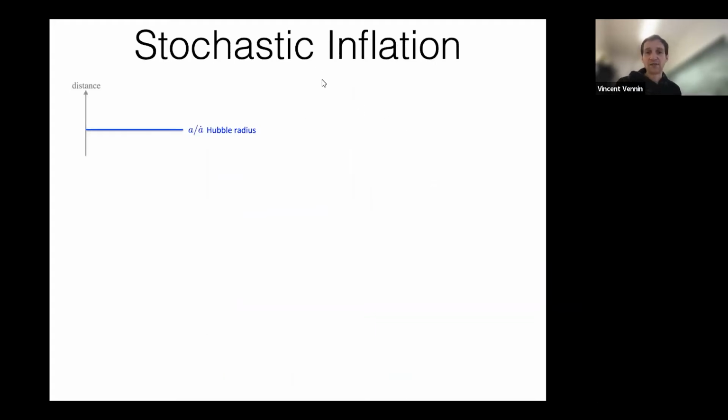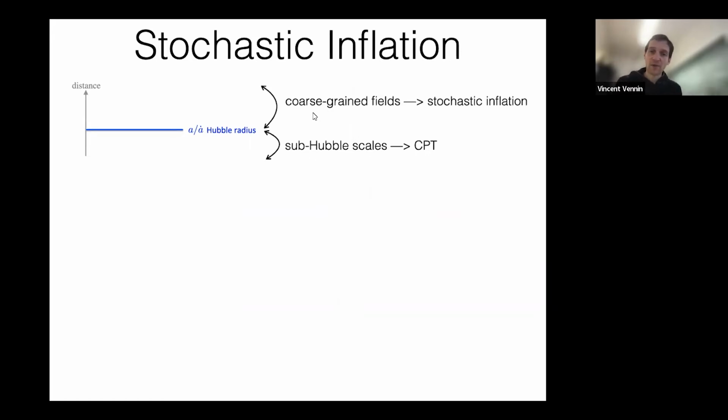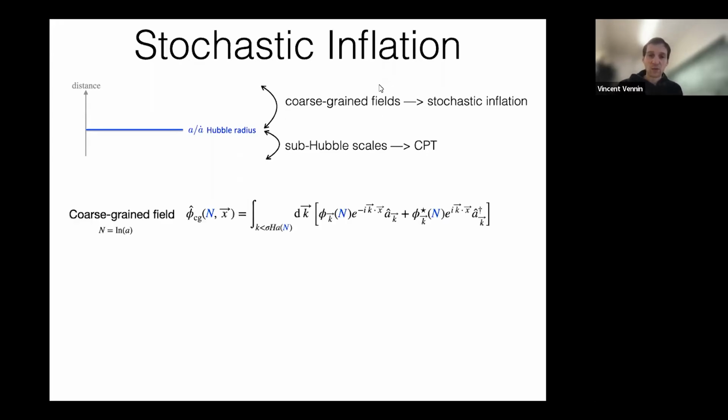So the idea of the stochastic inflation formalism is to separate scales between what is inside the Hubble radius and what is outside the Hubble radius. What is inside the Hubble radius is physics which happens on locally homogeneous and isotropic universes. So we can use cosmological perturbation theory to describe sub-Hubble scales, while for what happens in the super-Hubble sector, we're going to use something better, which is stochastic inflation, right? So the idea is that we want to coarse grain our fields to only keep fluctuations above the Hubble radius and design an effective theory for those objects.